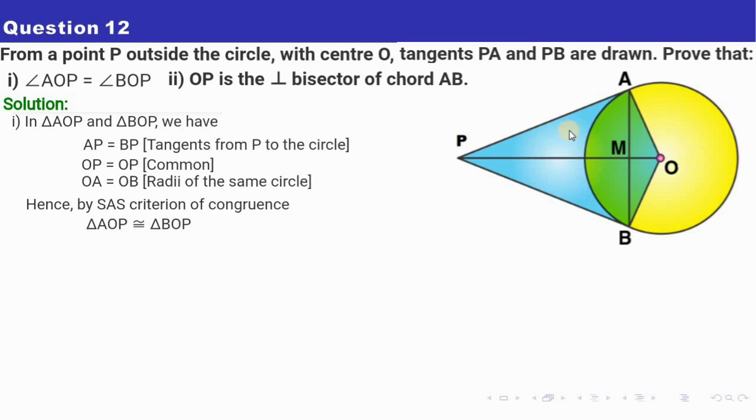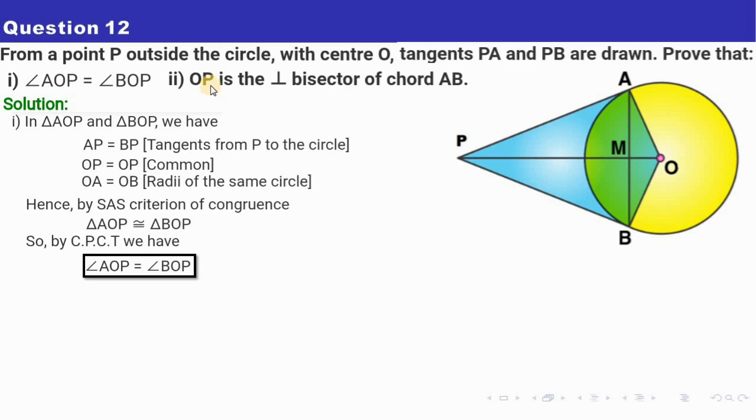Now if these two triangles are congruent, then by CPCT we can say that this angle and this angle are equal to each other. You have already learned this kind of problem in your similarity chapter. So we have shown that angle AOP is equal to angle BOP. So this is our first part. Now let us look at the second part.